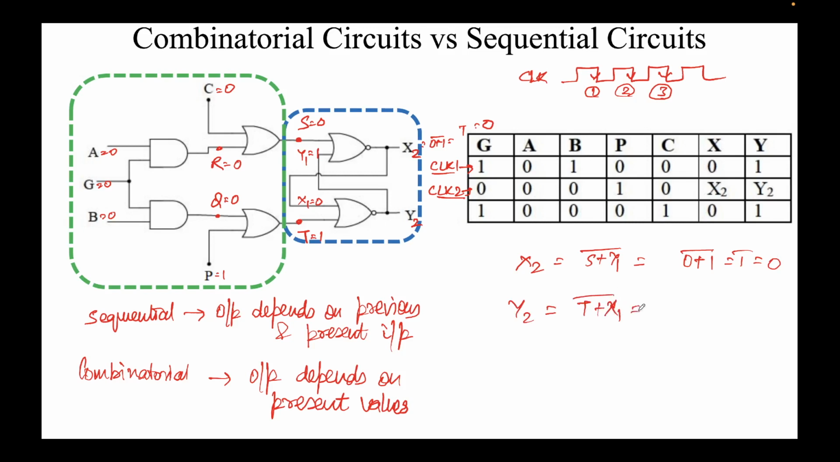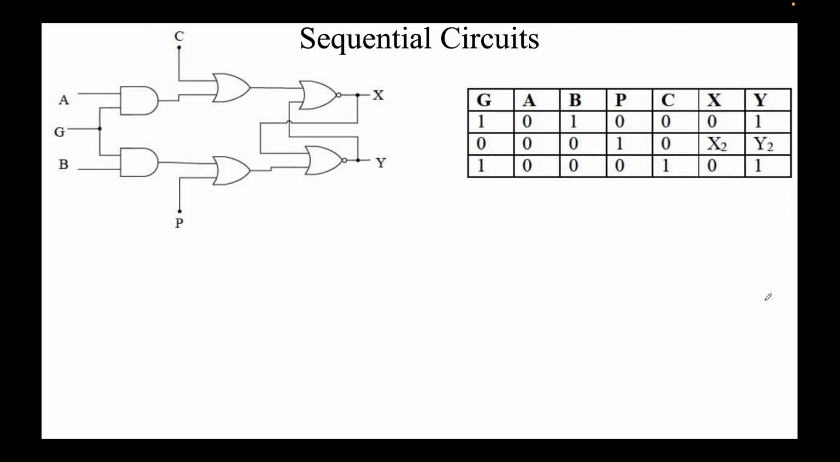So what's the value of T? T is 1, X1 is 0, 1 XOR 0 is 1... so we have obtained that X1 and X2 both will be 0. So we had obtained that. Now we know that this is equal to 0 and this is also equal to 0.